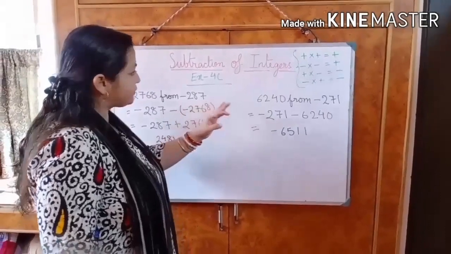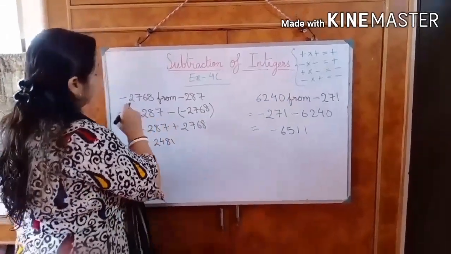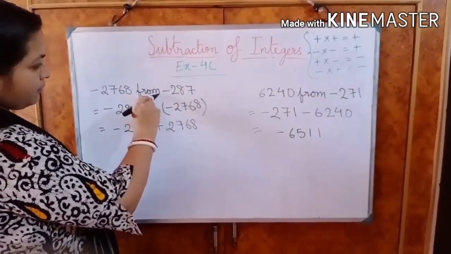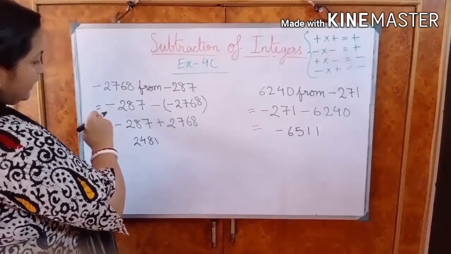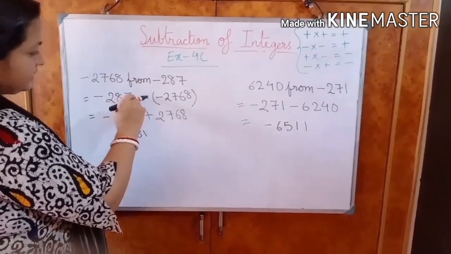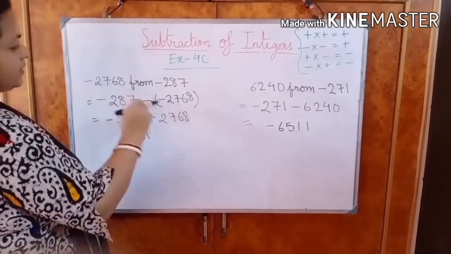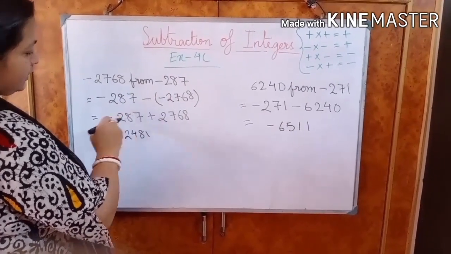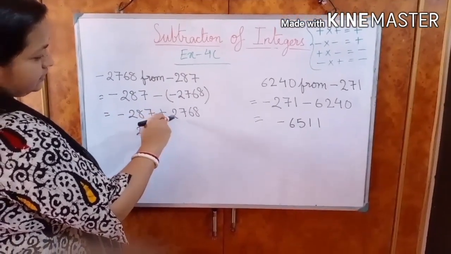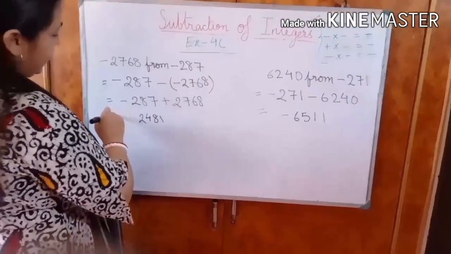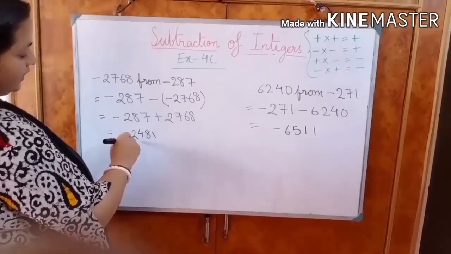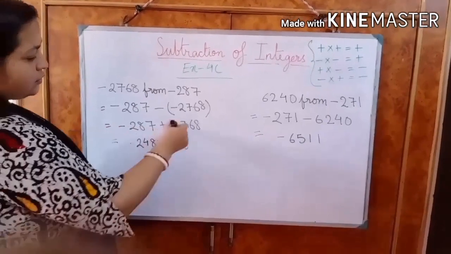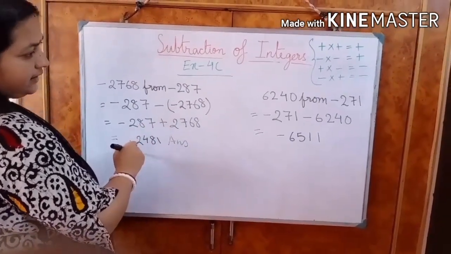Now come to some different sums of question number 1. Subtract minus 2768 from minus 287. From. So this number will be written before. That is minus 287 minus subtraction. So minus. Then minus 2768. Now minus into minus. What is it? Plus. So minus 287 plus 2768. And after subtracting, we are getting 2481. And this is positive, right? So why? Because the bigger number is positive. So we are getting a positive answer.